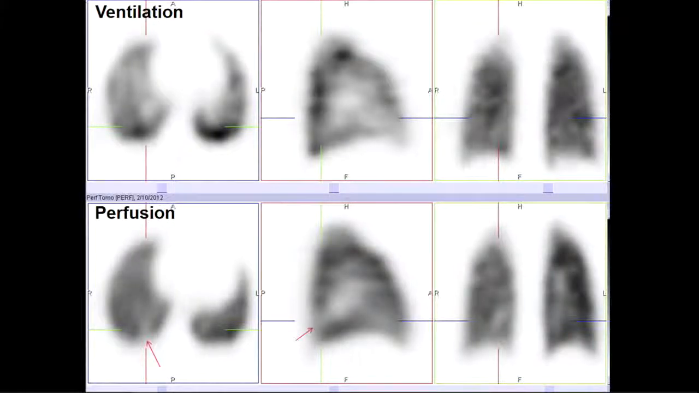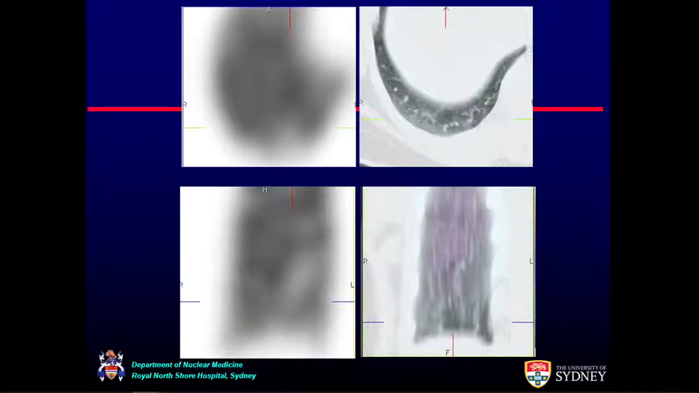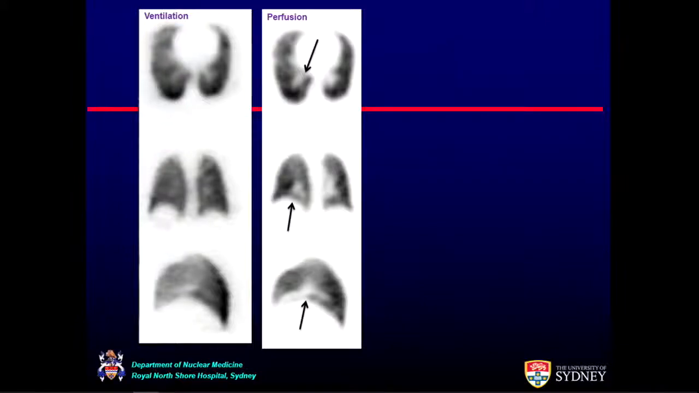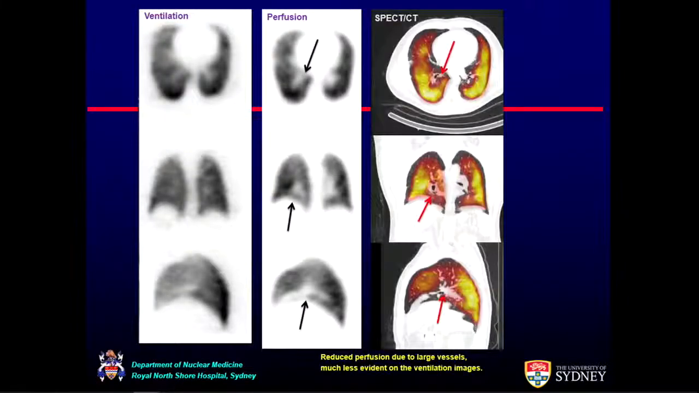Just a few examples from our department. So there's mismatch down at the right base. But with the CT, you can see it's actually a focal area of bullous disease, which is explaining that perfusion reduction. Here's another one, sort of more medial in this case. There's clearly mismatch down at the right base. Is that PE? No. So what you've got here is very prominent vasculature, the bronchovascular bundle, and that can actually come out quite peripherally in some patients. So that's why having that patient's individual anatomy to look at can be very helpful.